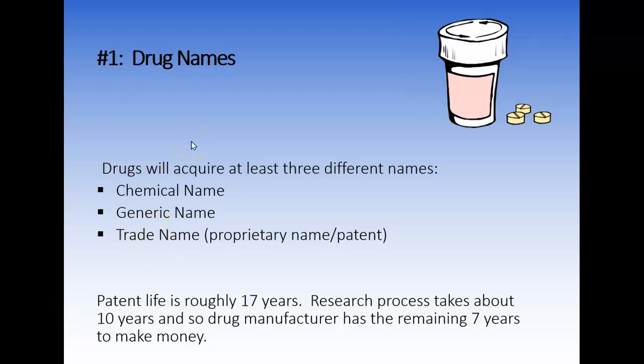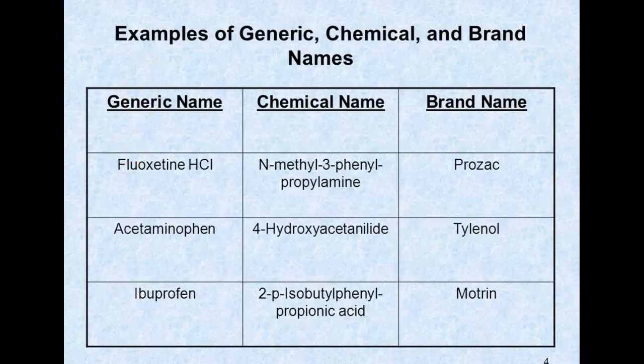Patent life is about 17 years. The research process takes about 10 years. So a drug manufacturer usually can get a drug out of research and development in the 10-year stage if they're lucky. And so they have about 7 years to where it's patented, nobody else can touch it. And then at the end of that 7 years, they have to allow other people to make the drug, right? So that's sort of the lifespan of a pharmaceutical product.